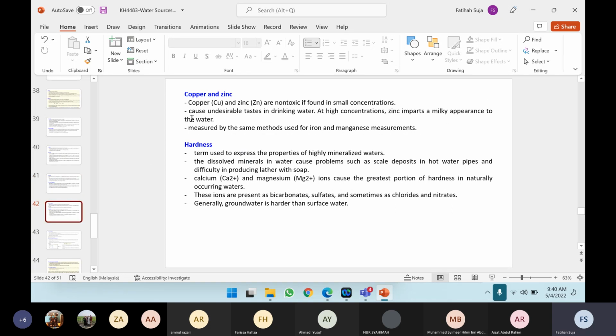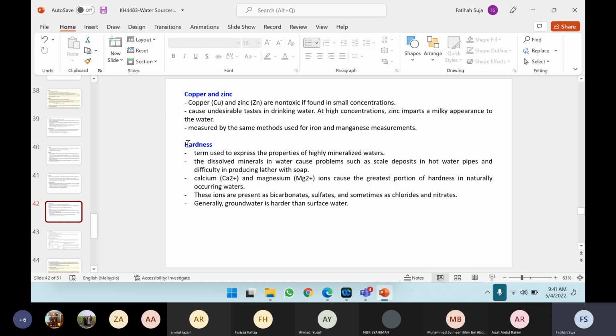And then you have copper and zinc. Non-toxic if found in small concentrations, because of course you need some of these trace element metals as nutrients for our body, but they cause undesirable taste in drinking water, and at high concentration, zinc imparts a milky appearance to the water. They are measured by the same method used for iron and manganese measurement.